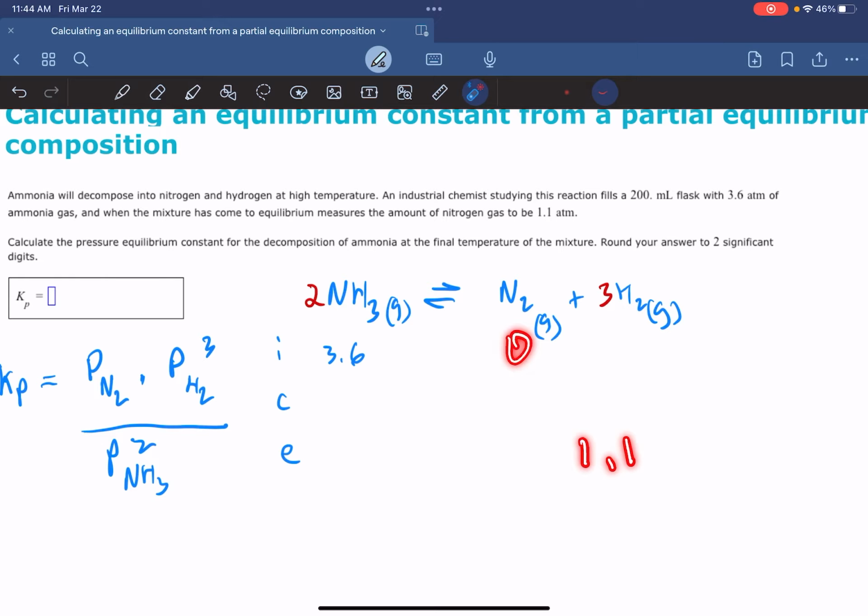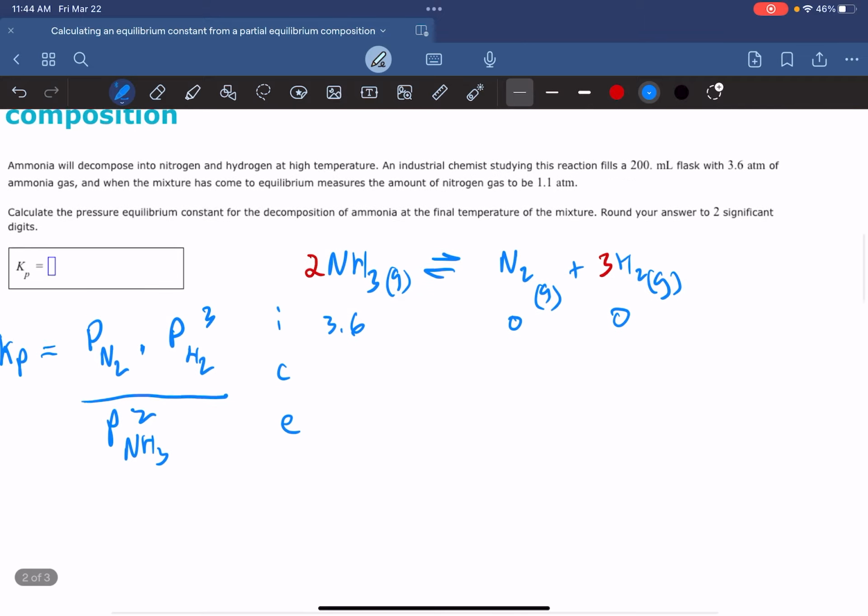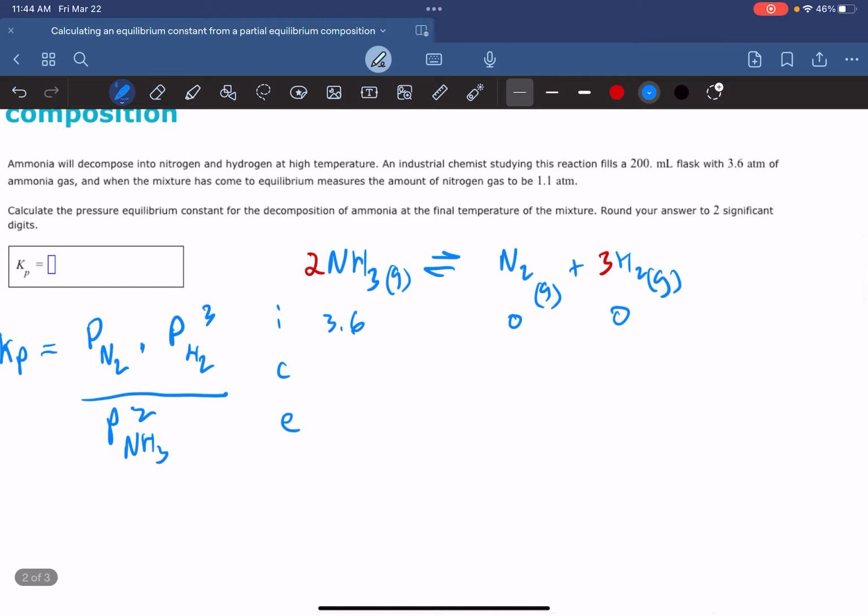Now remember, we have 0 here and 0 here to start with. But I made the 1.1 here, and I really mean it to be over here under the N2. So let's go ahead and do our problem. We start off with 0 of this and 0 of this. Until you get really comfortable, I would suggest just treating everything like you normally would with x's. Since we have a coefficient of 2 in the front, this is going to be minus 2x here, plus x here, and plus 3x here.